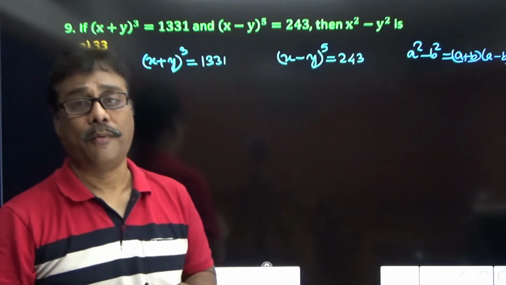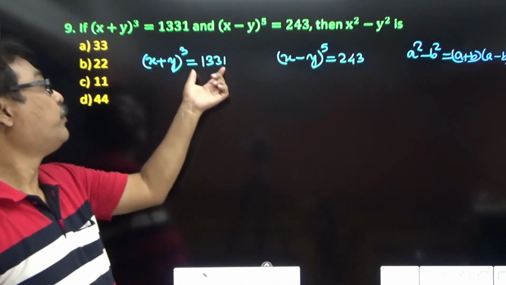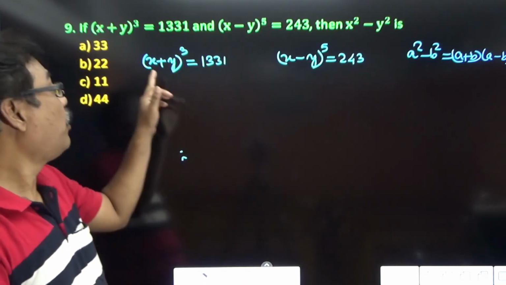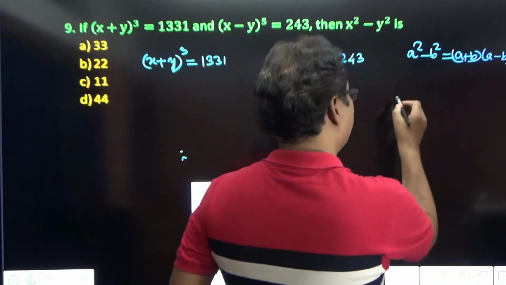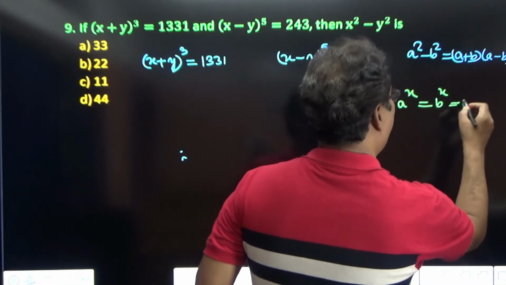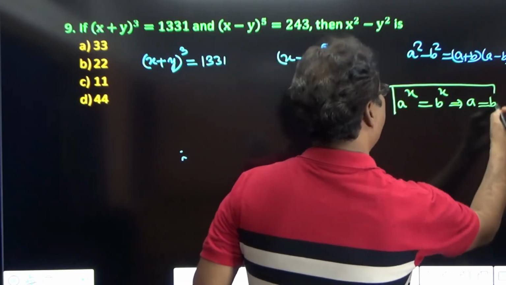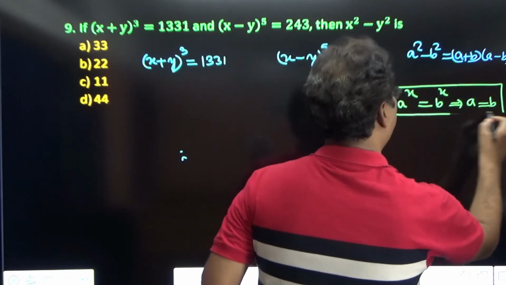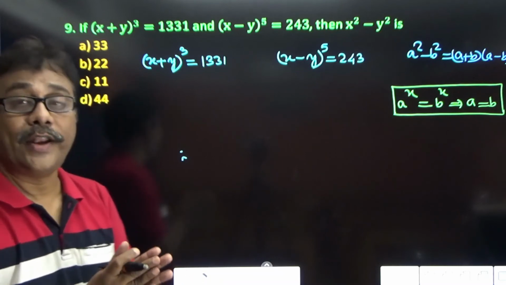So what to do now? My aim is to make this one cube of something. So the power has to be equated so that I will get x plus y. I can make the base equal. Something like this: a to the power x is equal to b to the power x implies a is equal to b. That means I have to make the power the same so that the base can be equated.